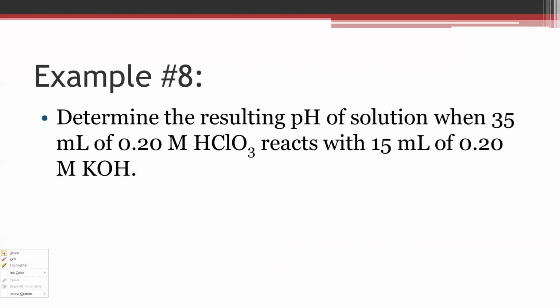Anyway, so we've got a reaction between 35 milliliters of 0.2 molar HClO3, which is chloric acid, reacting with 15 milliliters of 0.2 molar potassium hydroxide, KOH. So we want to determine the pH of the solution there. Okay, so we should know that this is a strong acid with a strong base. So we know that the ClO3- is going to be a spectator ion. We know that the potassium is going to be a spectator ion, which will automatically get us to our equation of H+ with OH- to make water.